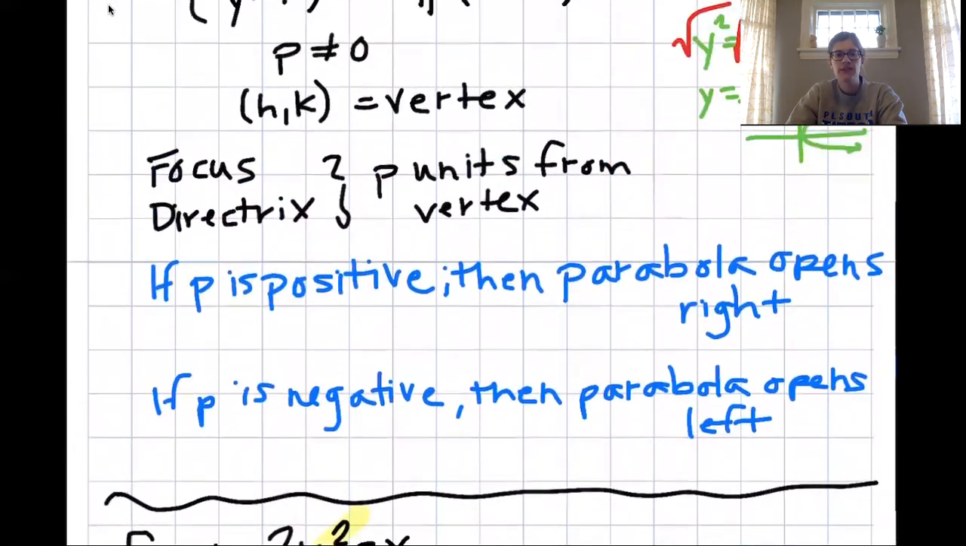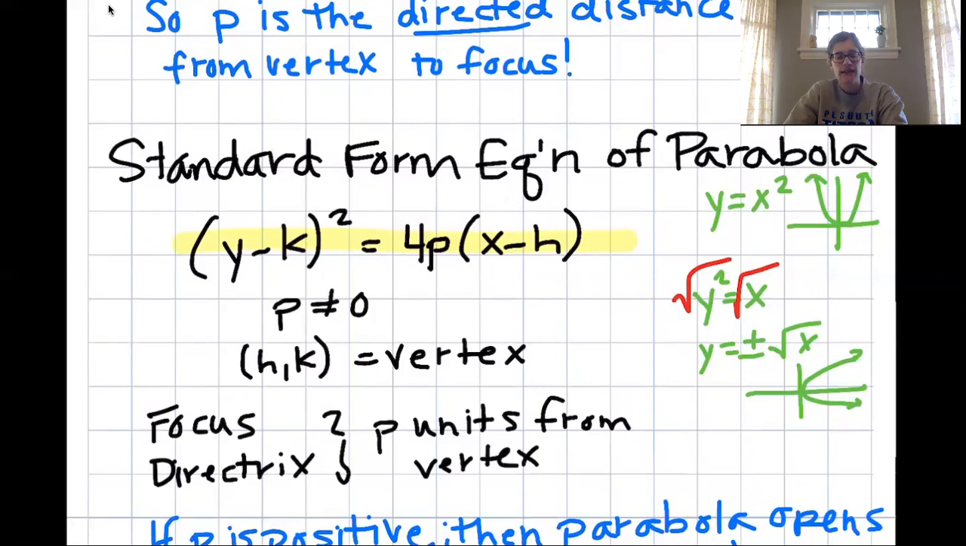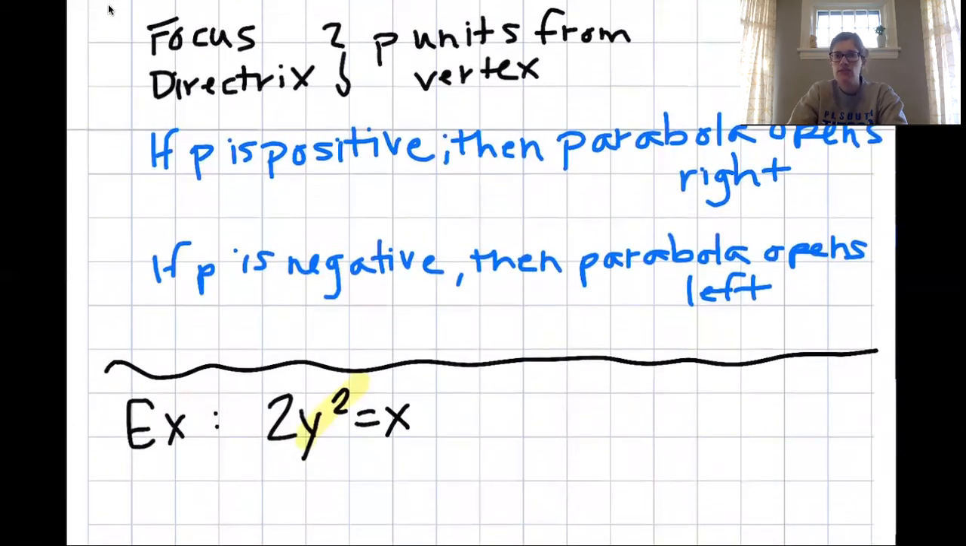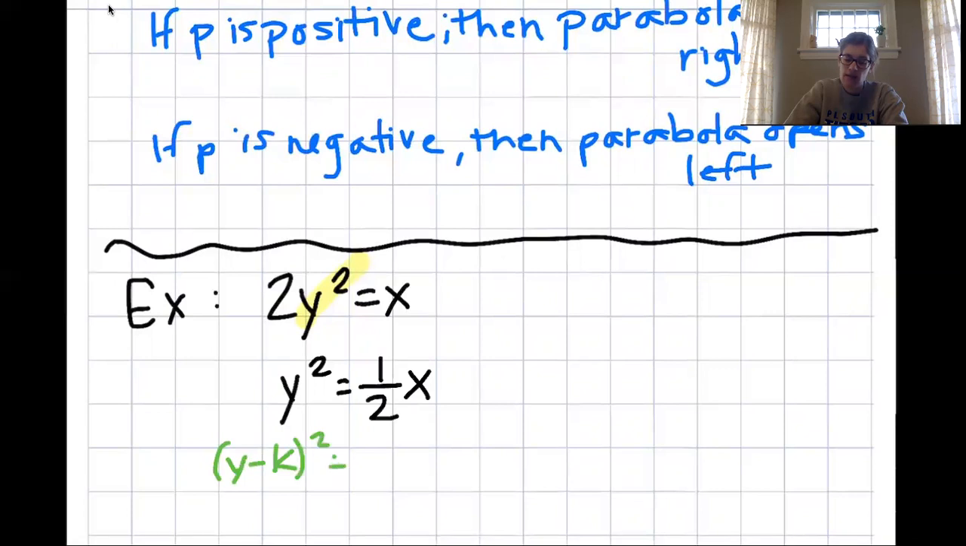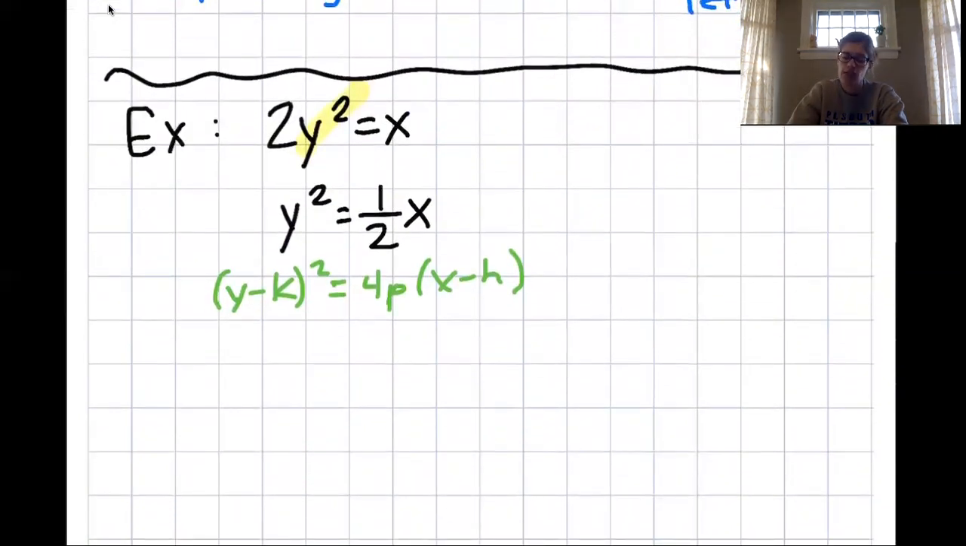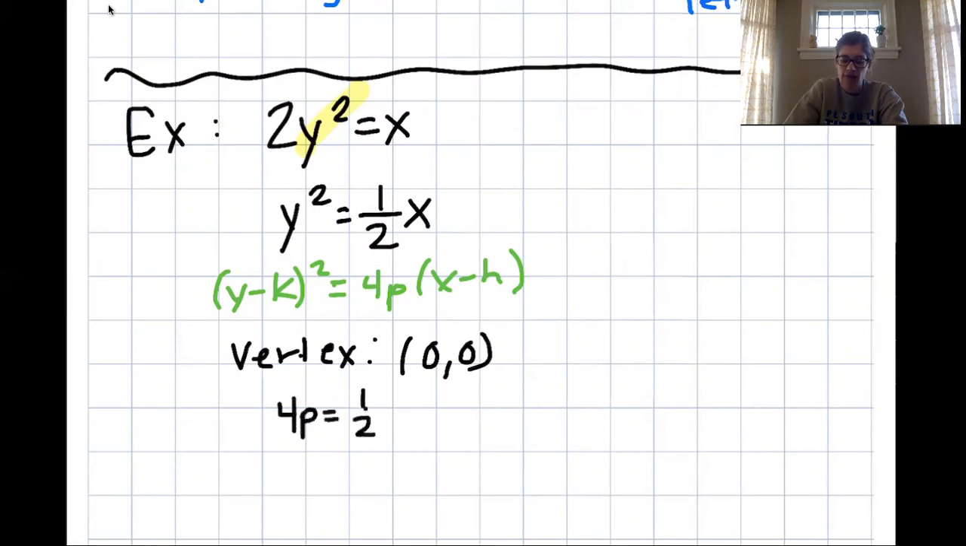But one big difference is that in standard form, the y minus k quantity squared is all by itself. It doesn't have any coefficients on the other side besides the y minus k quantity squared, the square of the binomial. So in order to use this formula to help me out, I need to get y squared all by itself. So I would divide by 2, which is the same thing as multiplying by 1/2. Now I can pull out the important information that I would need to sketch a graph. My vertex, my h and my k, are 0, 0. So we have a vertex at the origin. And then 4p must equal 1/2. I'm going to multiply both sides by 1/4 so that I know that p is 1/8.